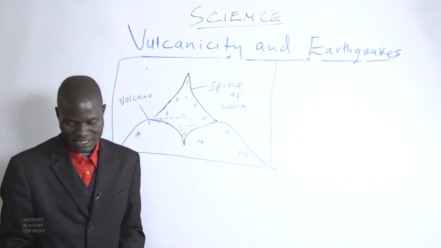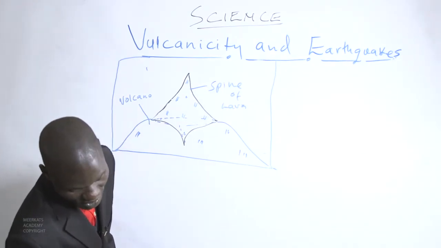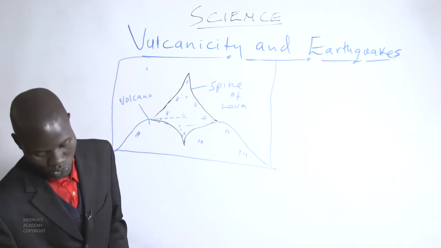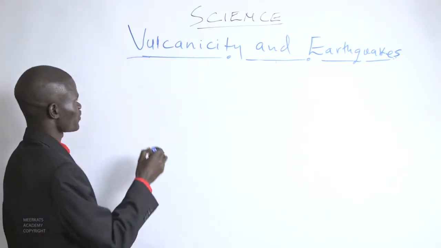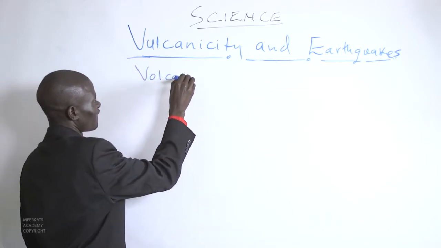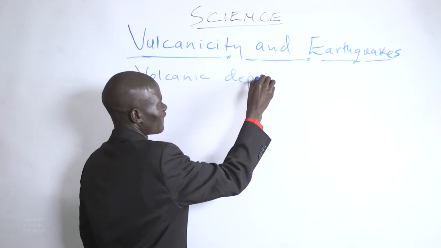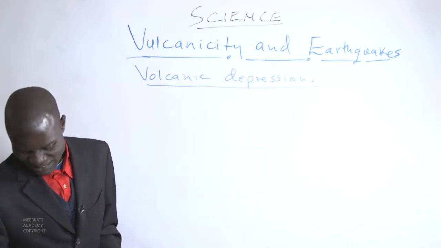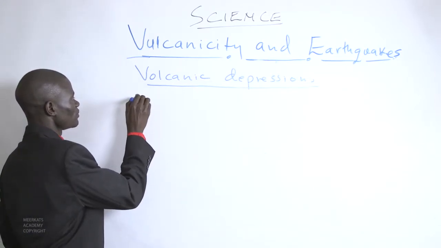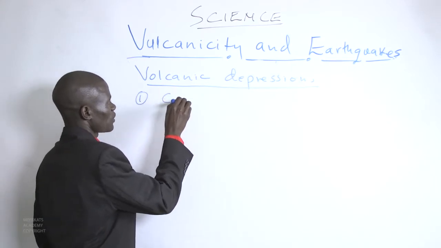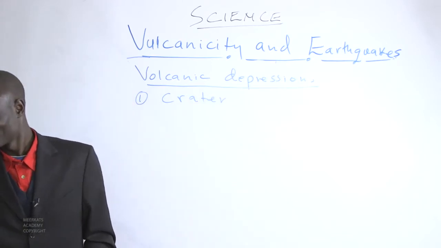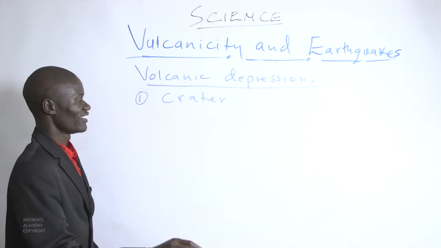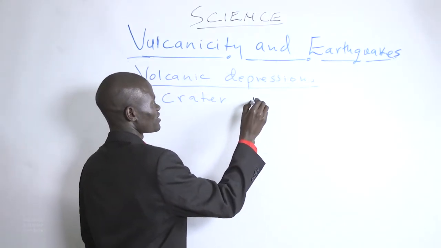Lastly, we'll also have the volcanic depressions. And there are various depressions. Just a depression, we can call them the crater. And then we'll also be able to look at other features. Volcanic depressions. There are two types of depressions that are formed. One of the depressions is known as a crater, and another one is known as a caldera.